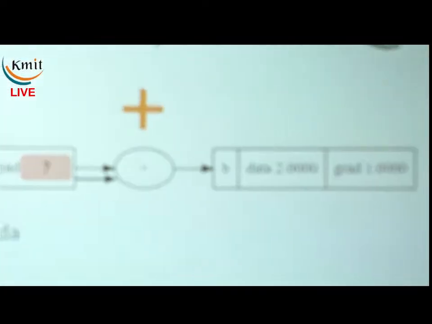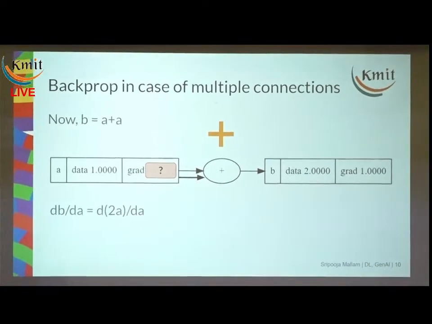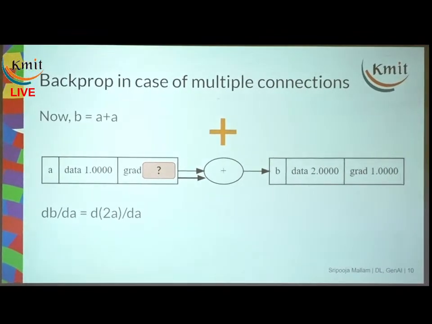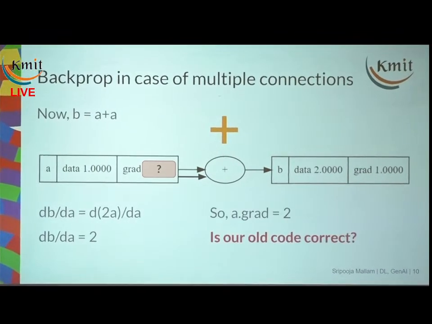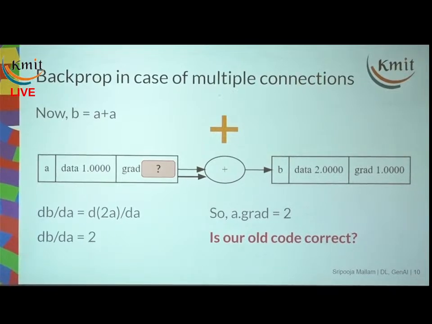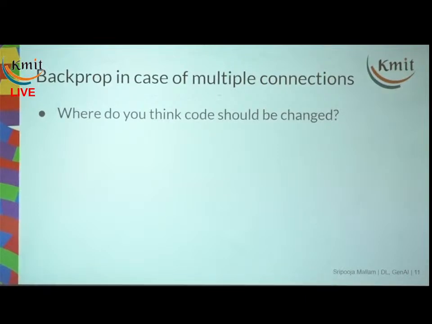So again, I'll give you the solution, dB of dA. If you do normal mathematics on paper, it gives you 2. So A dot grad should be equal to 2. That is what we said. But where do you think the code should be changed? I gave you a couple of hints. It is the underscore backward method that has to be modified. So there is a plus equal to which has to be added. Earlier we used only equal to for assigning the gradients. We were not accumulating the gradients. So that was the only step we missed. That's a flaw in our code, and right now we are fixing it.